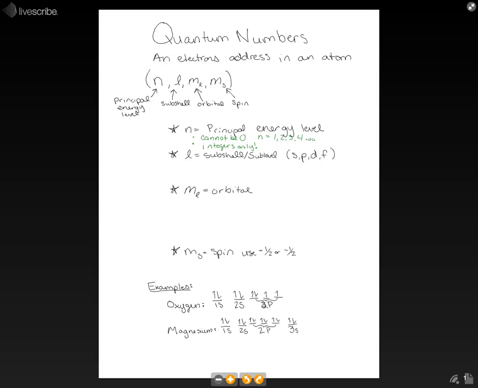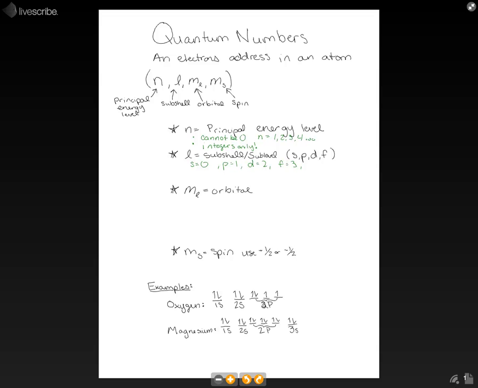Okay, so now moving on to our L, which designates our subshell or sublevel. We have 4 options that we commonly use, and that's our S, P, D, and F sublevels. And what we see is S is given 0 as its number, P is given 1, D is given 2, and F is given 3. And if there was a sublevel after F, then that would be 4, and so on.